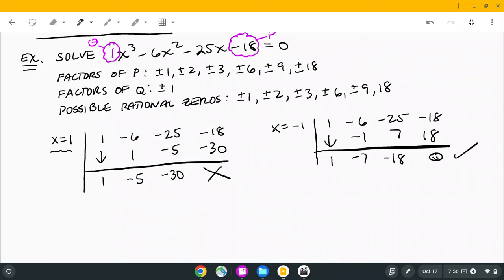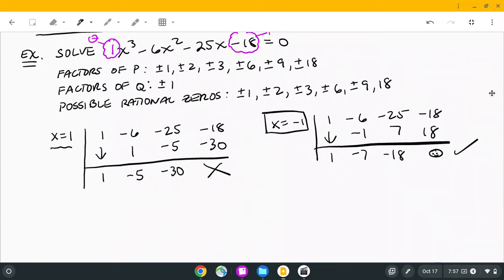Okay, so this one works. Therefore, x equals 1 is a solution. All right, going in order. So we know that x equals -1 works. And so now what you can do is work off of this, what we call the depressed polynomial. Once you find a 0, then you use this one. So now use this for synthetic division.